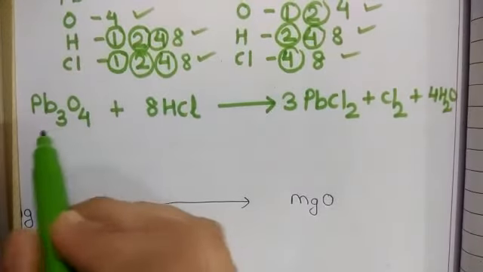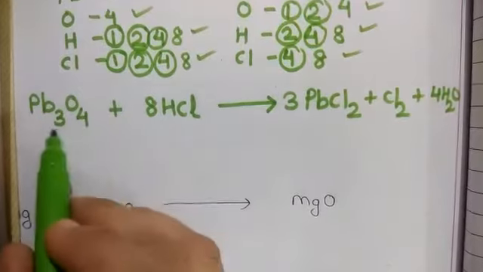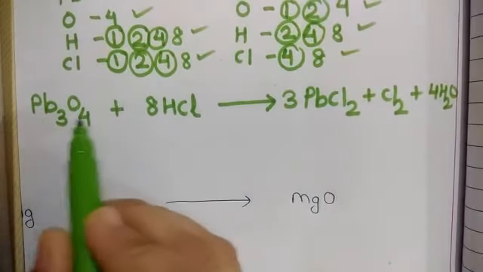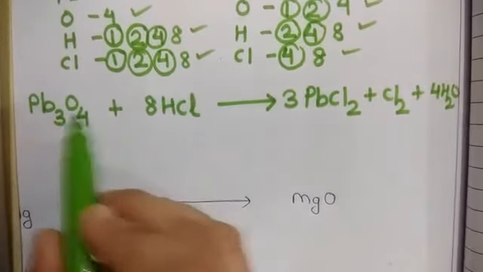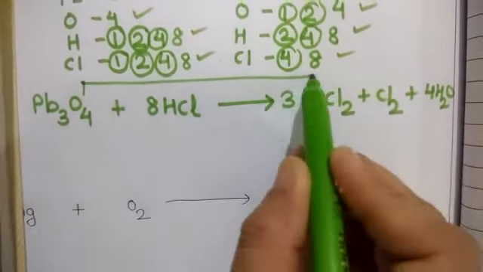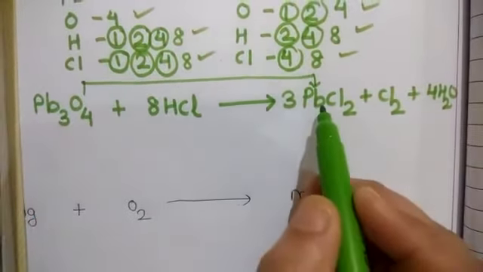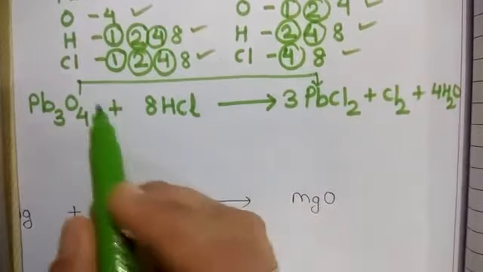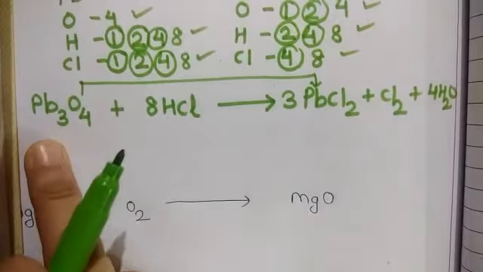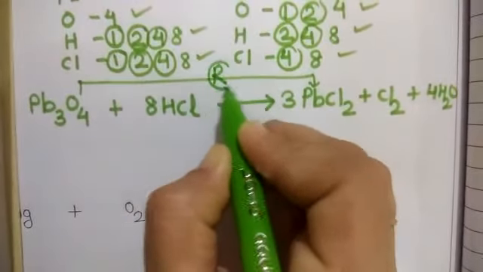So if we compare this side with this side, we see that the lead is losing oxygen at this side. So what is the difference? Here the oxygen was present, but now it is not here. So we can say that Pb is losing the oxygen. So loss of oxygen is what? Reduction. So we'll just write R for reduction.